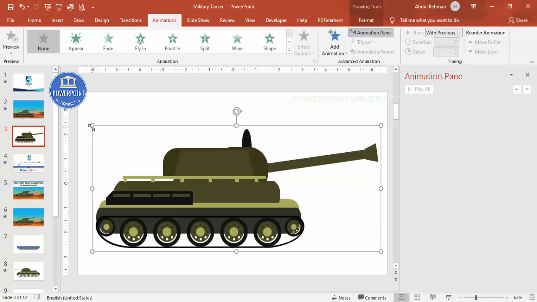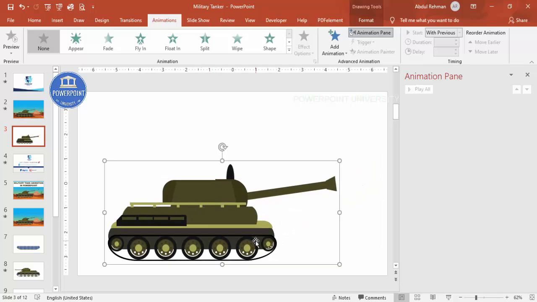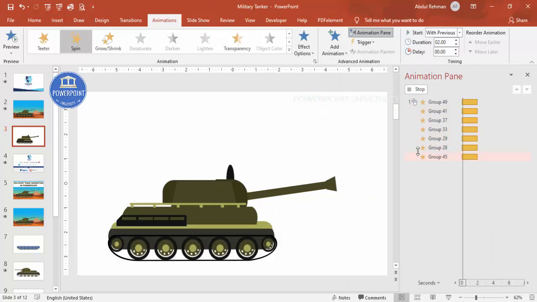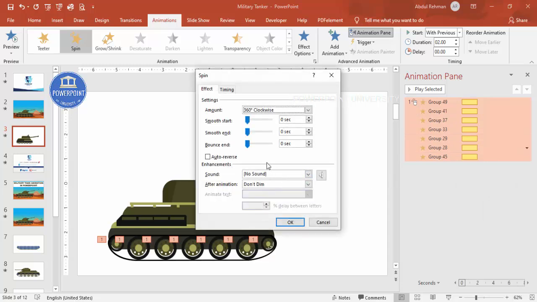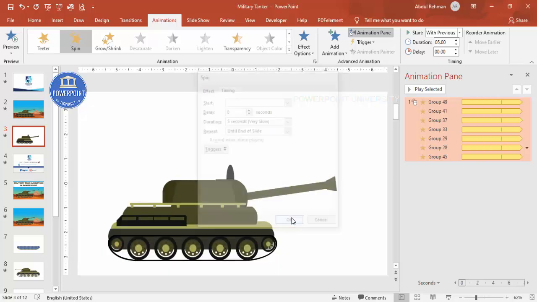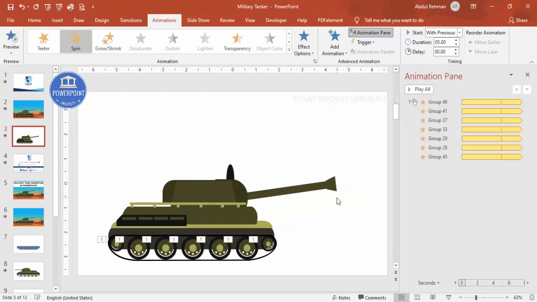For example, I'm going to hold the shift key and select and reduce the size, and I'm going to place it here. Now I have to ungroup this again, and then choose these wheels again. I have to add the same animation again, spin, right mouse click, effect options and timings, make it maybe very slow and repeat until end of the slide and click OK. All right, so like this. So now we have done this one.